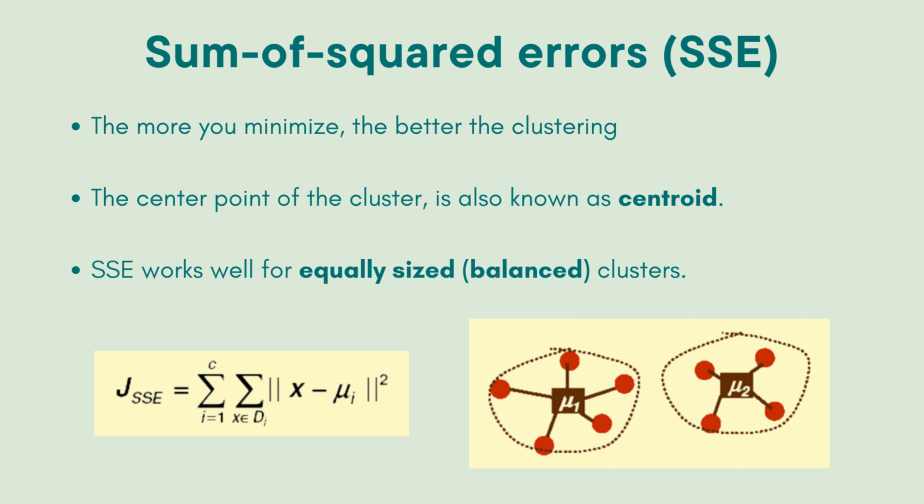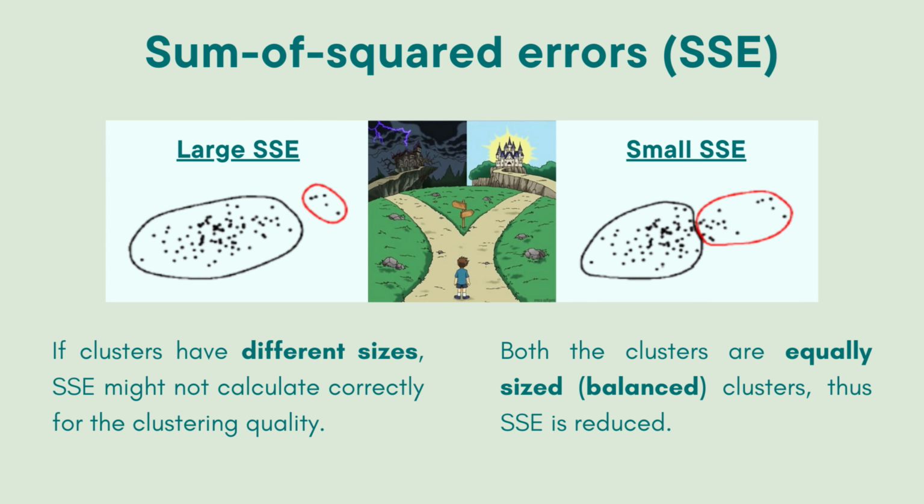Well, at this point, you might wonder, does SSE work well for all types of clusters? The answer is no. SSE only works well for equally sized clusters. In this slide, we can see that the clusters on the left hand side seem well separated. However, they actually have a large SSE. This is because SSE might not be able to calculate correctly the clustering quality if the clusters have different sizes, while on the other hand, the clusters on the right hand side have a small SSE. This is because both clusters are equally sized and therefore the SSE is reduced.